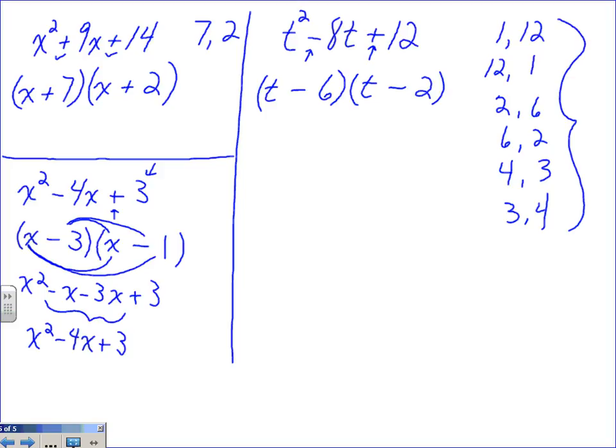Okay? Are we sure that's the right answer? Are we sure it's not 4 and 3? Absolutely. And how do you know? If you go back and you use FOIL to check to see if you're right, you'll get the same thing that we started with. If you don't, then you used the wrong two numbers. Okay, next one.